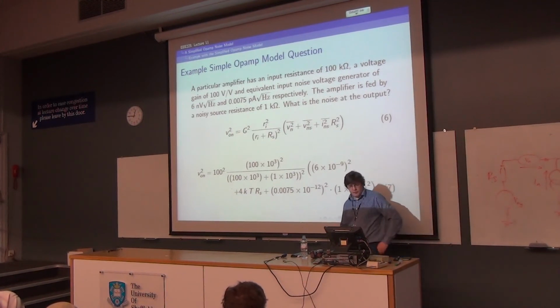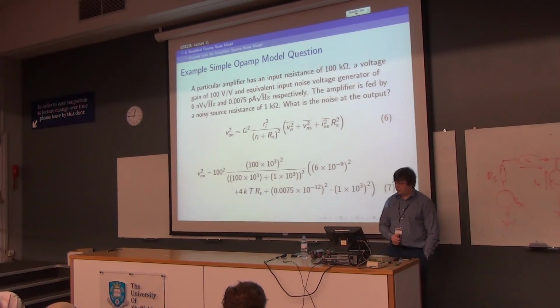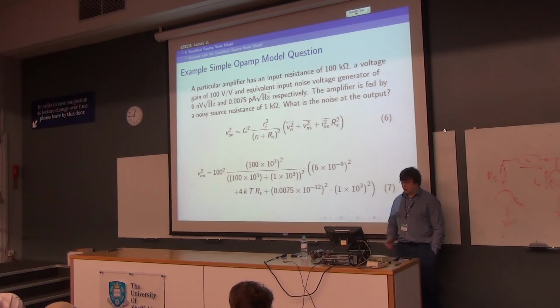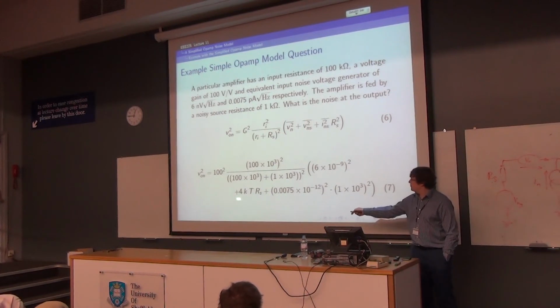So we're subbing all the numbers. Gain's 100 squared, which is G. Ri squared is 100 kiloohms, which is on top. Rs is a kiloohm, which is on the bottom. That's the noise voltage Vn. That's the noise of the source. That's a kiloohm. Take it from there.